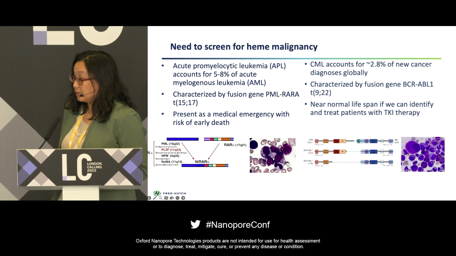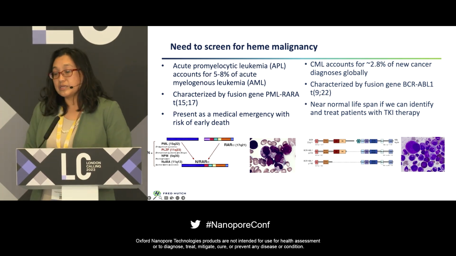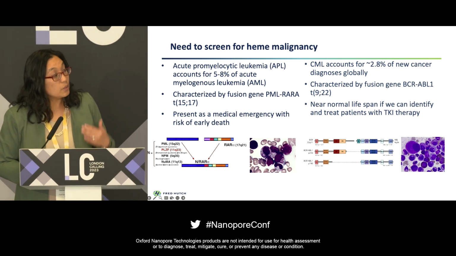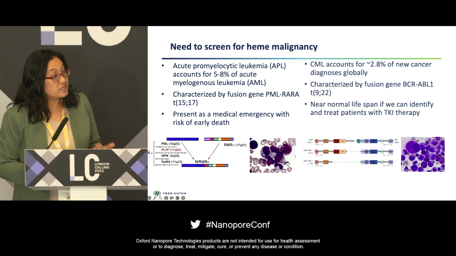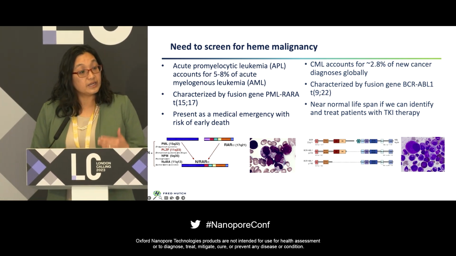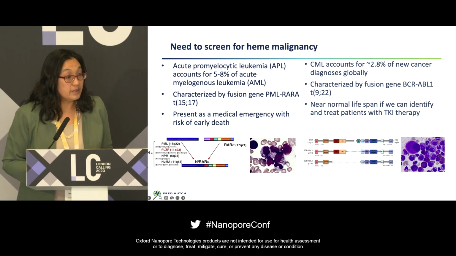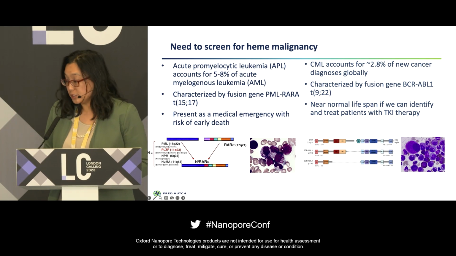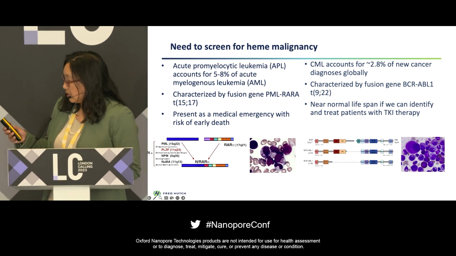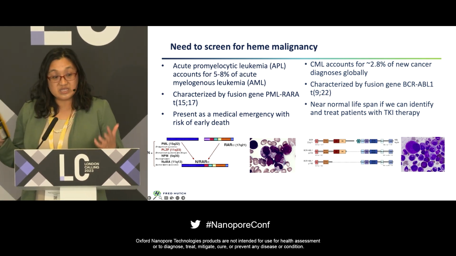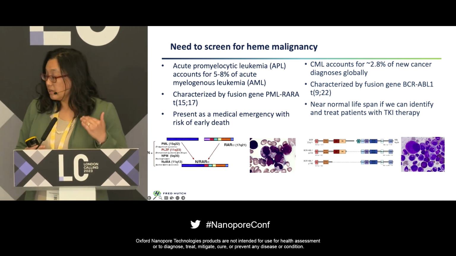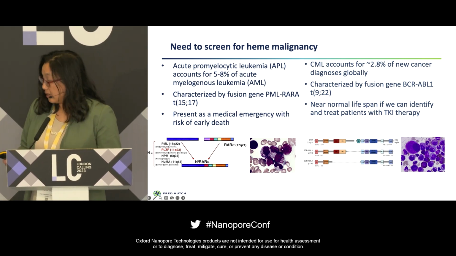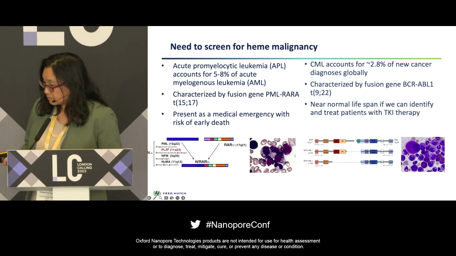Second is chronic myeloid leukemia. And this is actually a very easily treatable disease where these patients, if they are given a tyrosine kinase inhibitor, they can actually have a normal lifespan. So really important to be able to identify and be able to provide these patients with treatment. And so we identified these two diseases as kind of the first things that we wanted to find patients that have these diseases and confirm and diagnose them.